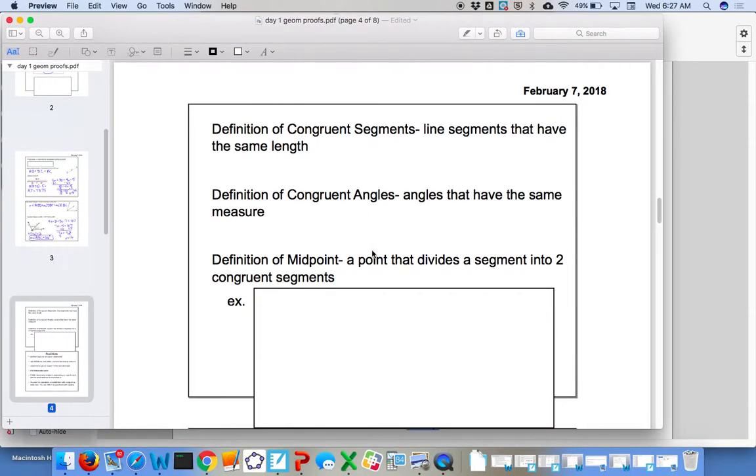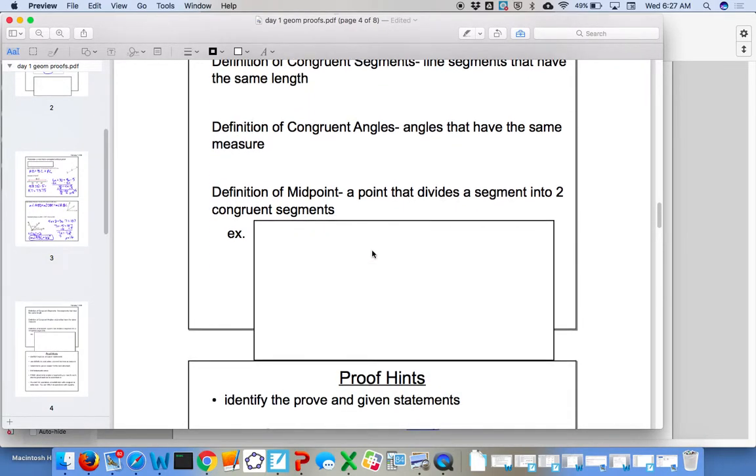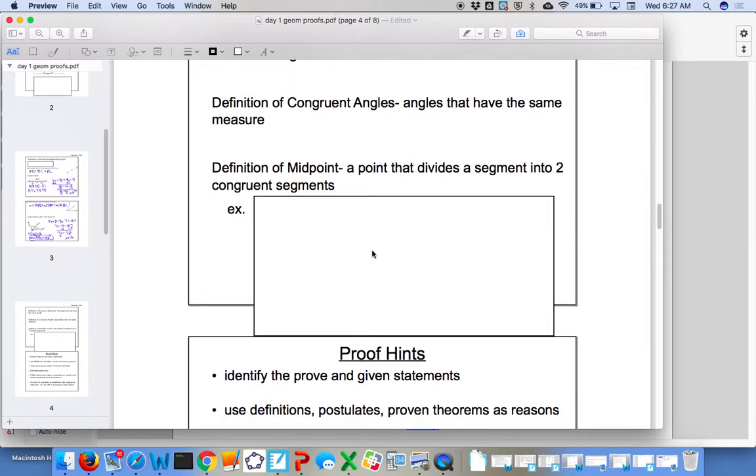All right, so some reasons that we use when we're doing proofs are going to be definitions. So the definition of congruent segments are line segments that have the same length. And the definition of congruent angles are angles that have the same measure. We also use the definition of midpoint, which is a point that divides a segment into two congruent segments.